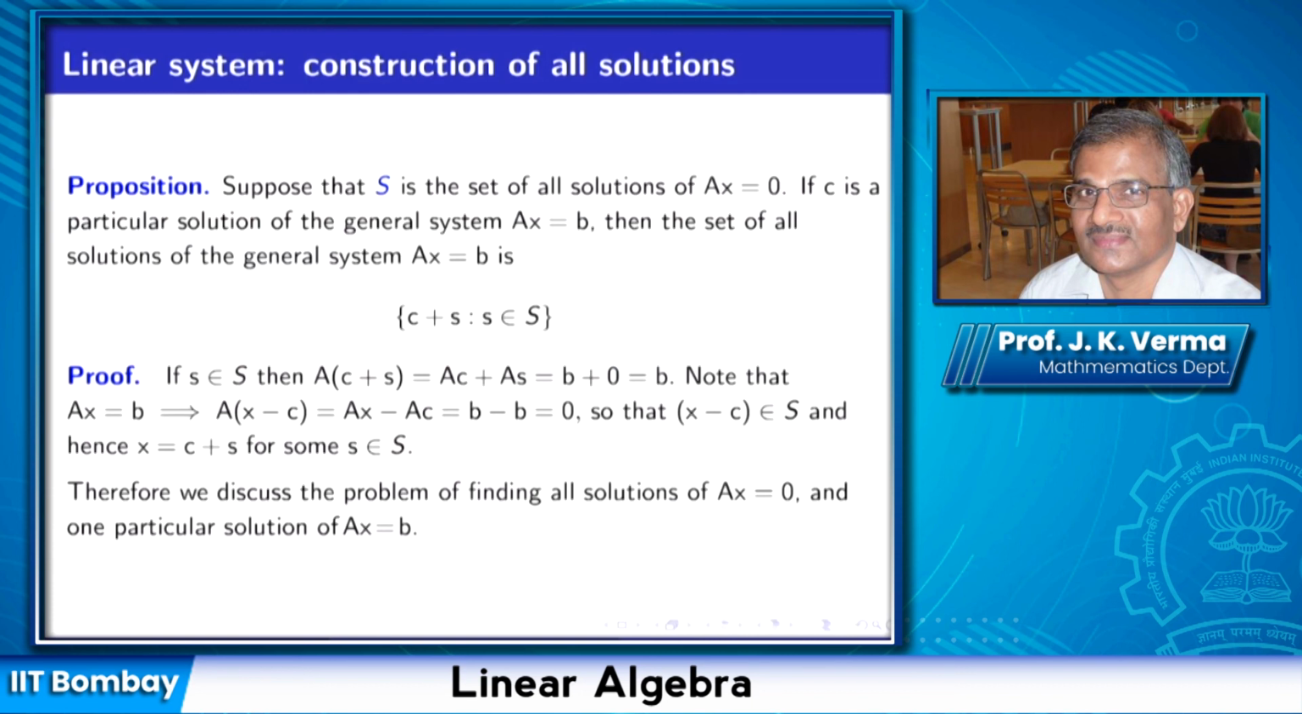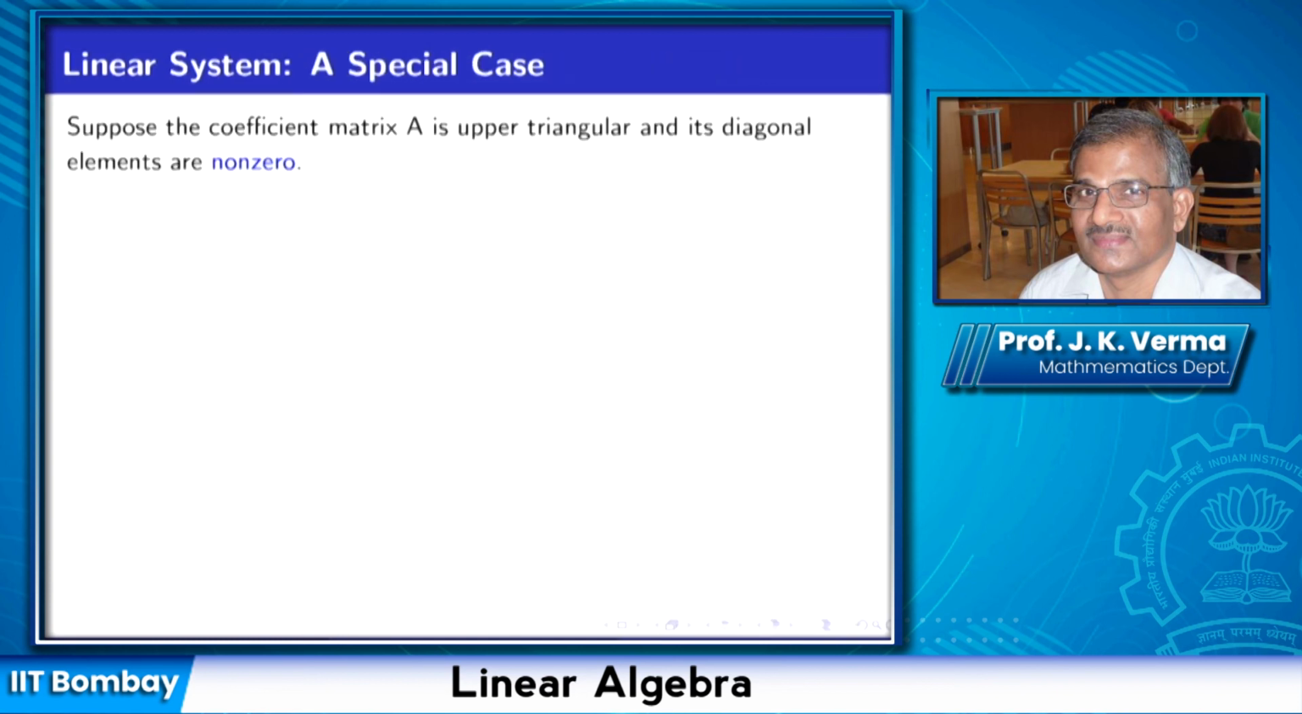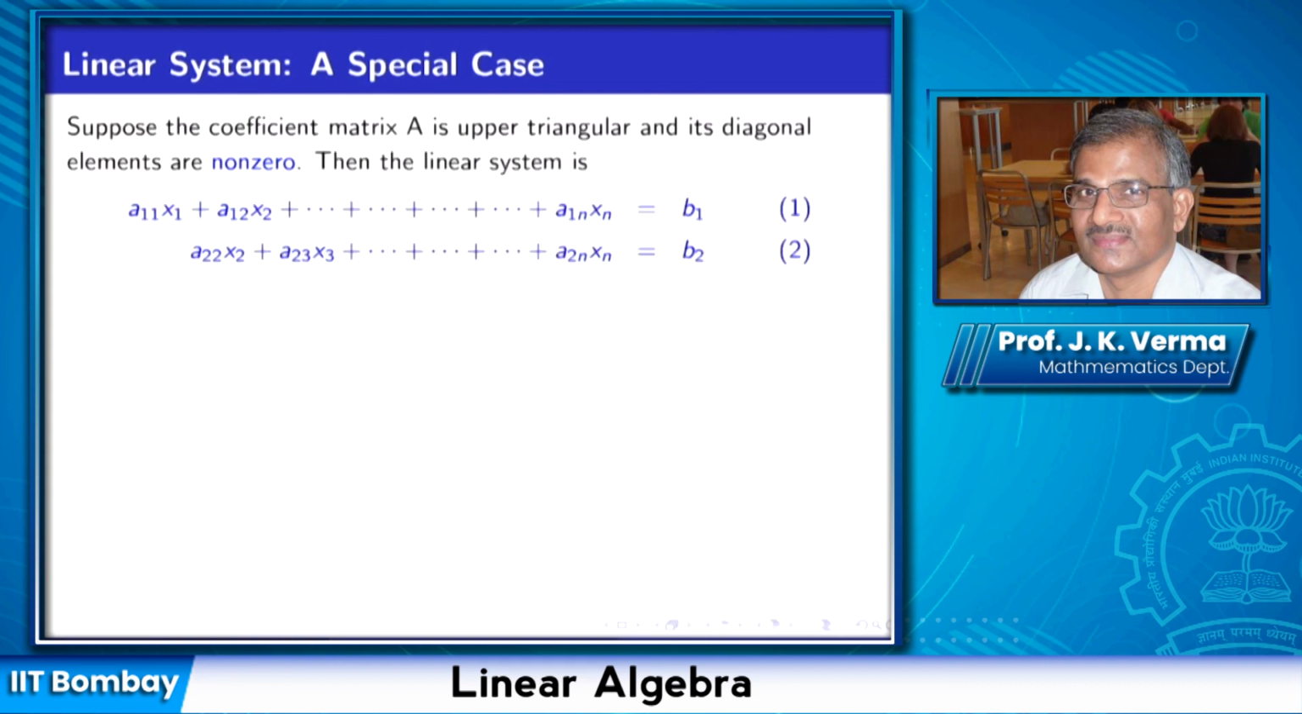So let us now discuss a particular case of system of linear equations. We will see that this particular case gives us enough experience to tackle the general case. In this particular case, the coefficient matrix is upper triangular and its diagonal elements are non-zero. So we have n equations in n unknowns. The first equation has all the variables x1 up to xn. The second equation doesn't have x1 in it. The third equation will not have x1, x2 in it, and so on. The last equation has only one variable xn.